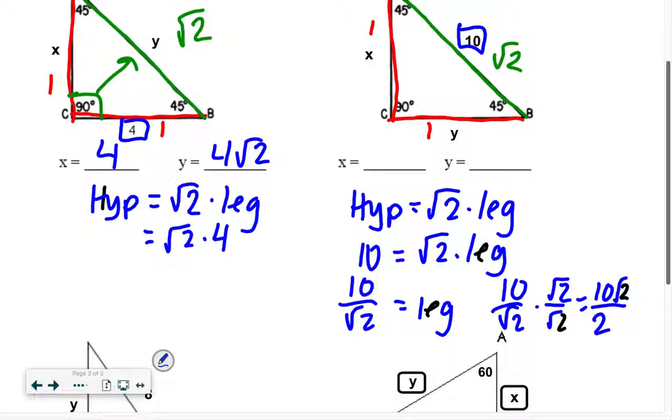Can I simplify 10 square root of 2 over 2? Yeah, 10 divided by 2? 5. So this simplifies all the way down to 5 square roots of 2. Okay. So if one leg is 5 square roots of 2, what is the other one? 5 square roots of 2. Good. Okay. Questions? Now we're good? Okay.